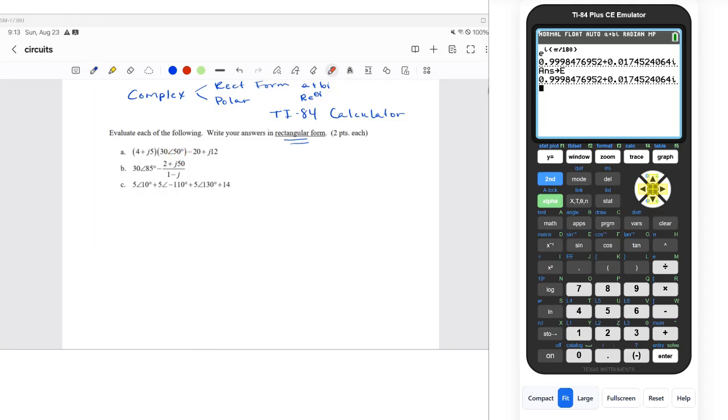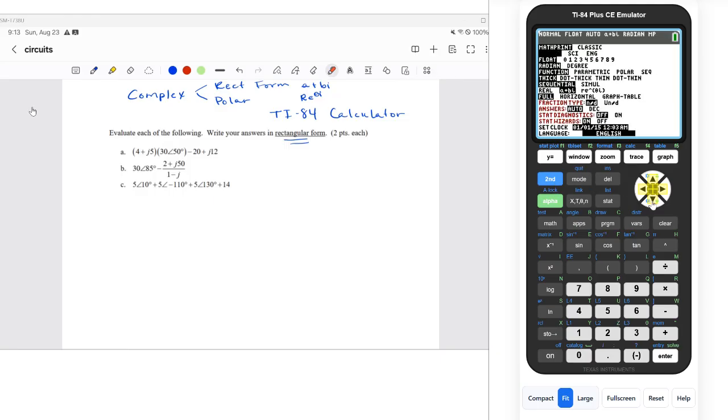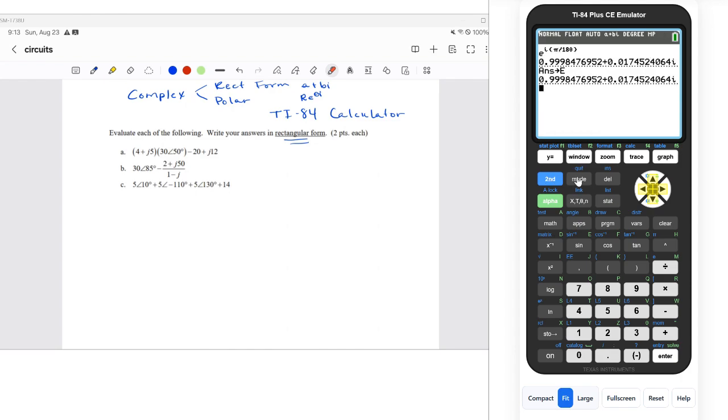But since I have degrees, I'm going to go back and change my mode now to degrees. So I'm in radians, you can see right here, and I'm going to change my mode to degrees. All right, now I'm in degrees. I'm going to exit this. And now I'm going to do the math, and I should be able to enter it pretty close exactly as it's written.